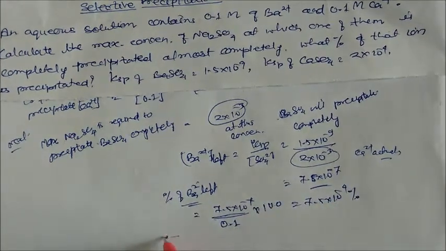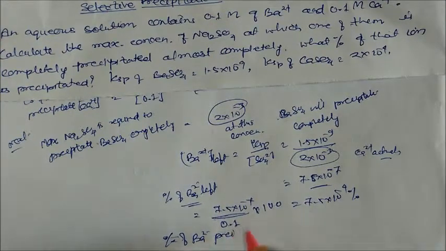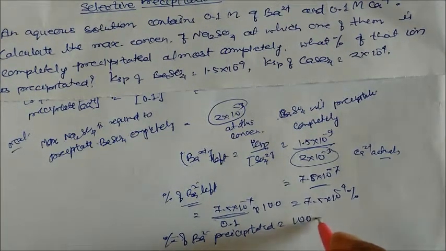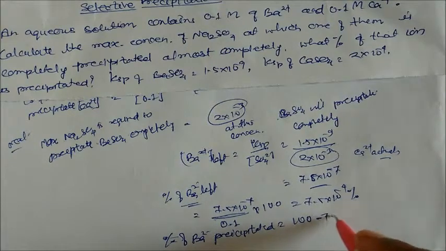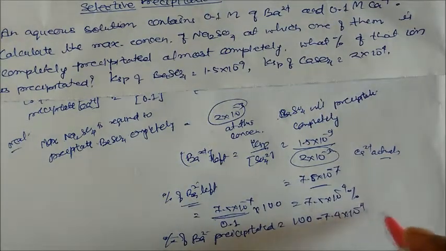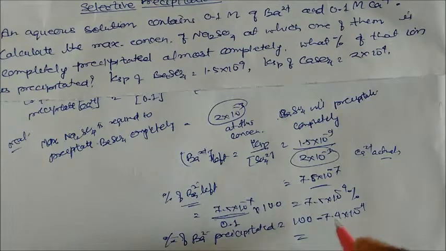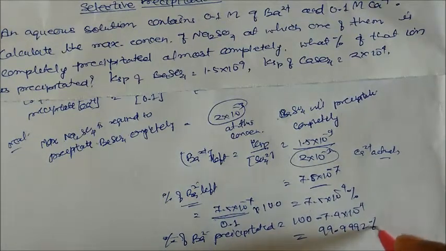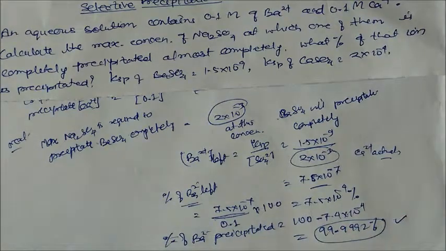So we can write the percentage of barium precipitated. This is soluble in the water, so how much is precipitated? In terms of percentage, it will be 100 minus 7.5 into 10 to the power minus 4. So we will get the answer here, 99.9992%. So this much barium will be precipitated.